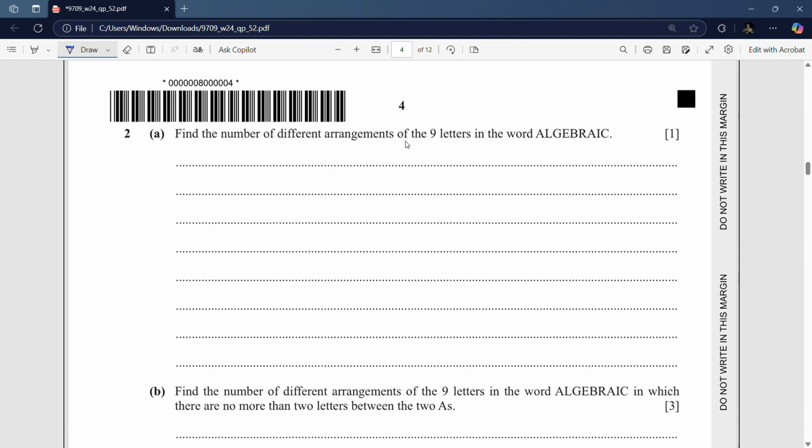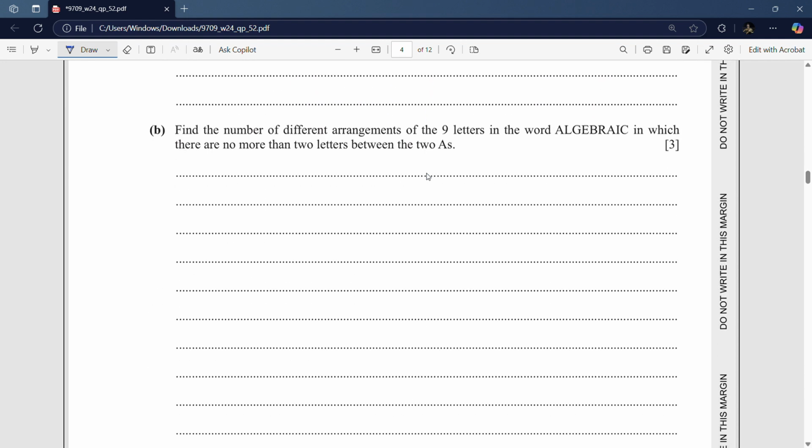Find the number of different arrangements of the 9 letters in the word algebraic. So you have 9 factorial over, you should find the letters which are repeated in the word. You have only 2 A's repeated, so it's 2 factorial, which gives us 181,440. Next: the number of different arrangements of the 9 letters in the word algebraic in which there are no more than 2 letters between the 2 A's.